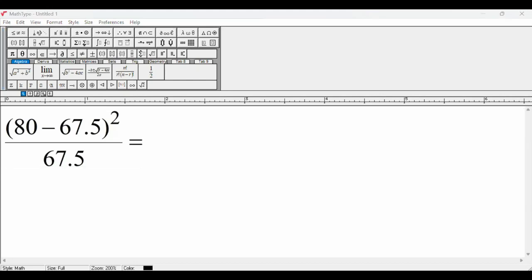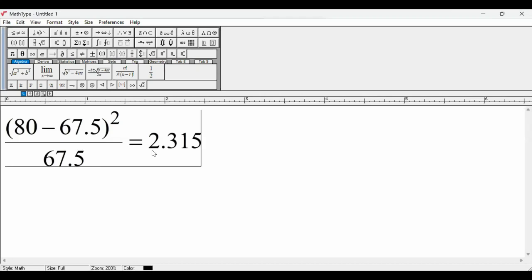Is it 2.314? 2.315? Yes, approximately. Do you say 2 point or 3 point? 3 point. 2.315. So this is correct.